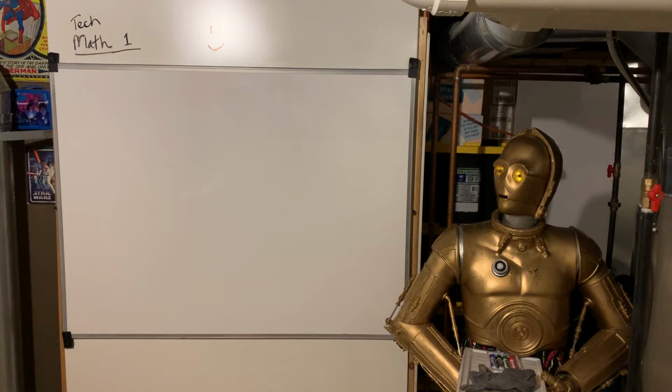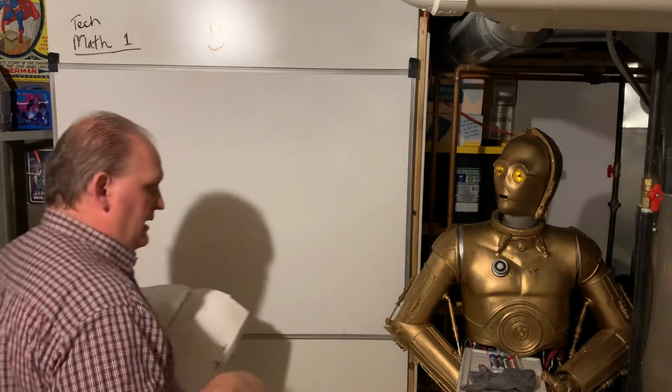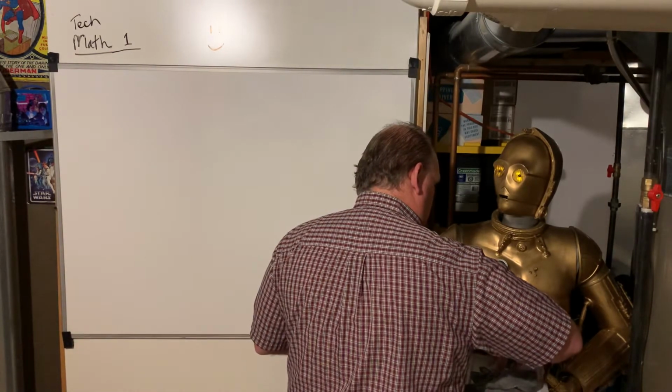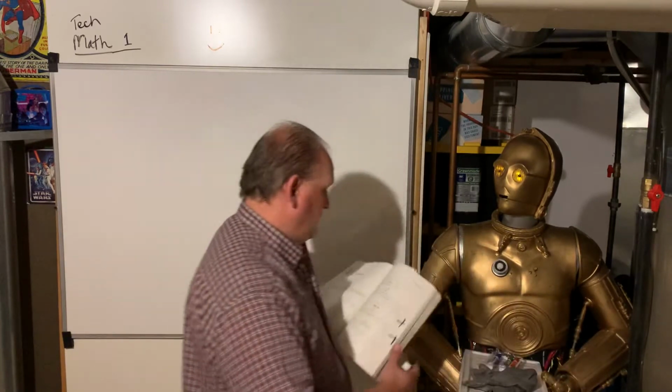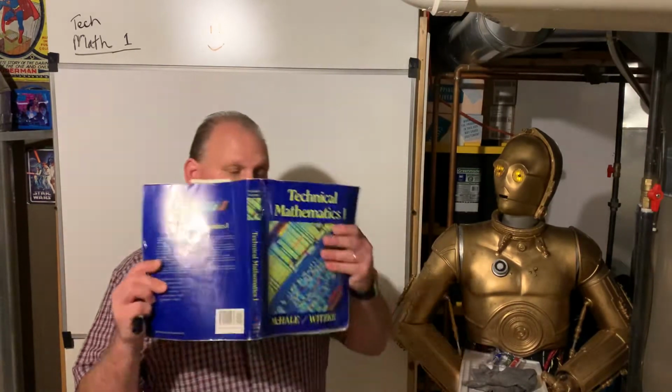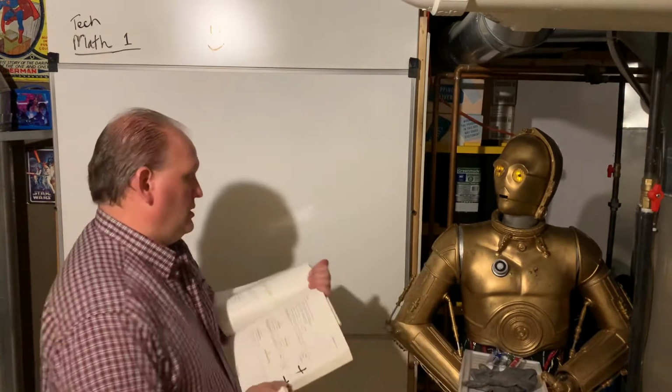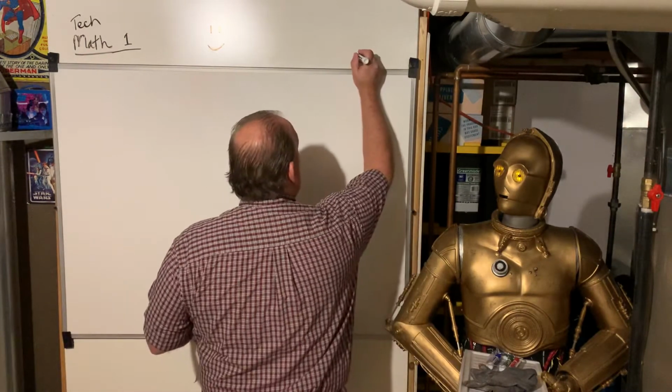Right, we are back. This is Techmath1. We're looking at Chapter 7, and that is on geometry. So, Blue Book, page 282. And this is Chapter 7.